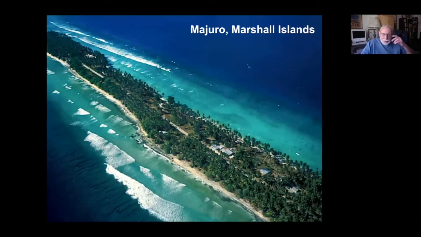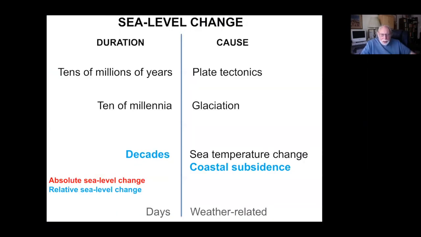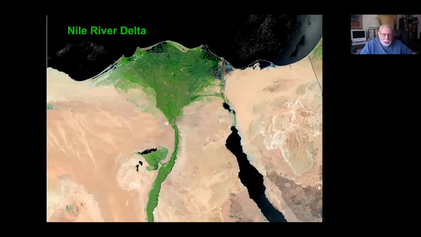But if you live on an island like Majuro, the Marshall Islands, where there's no real protection from the waves, a very small rise in sea level could seriously increase the amount of coastal erosion and cause some real damaging problems for the people who live on islands like this. And then also at a decadal scale, we have coastal subsidence. And this is a relative sea level change. This comes from the land sinking.